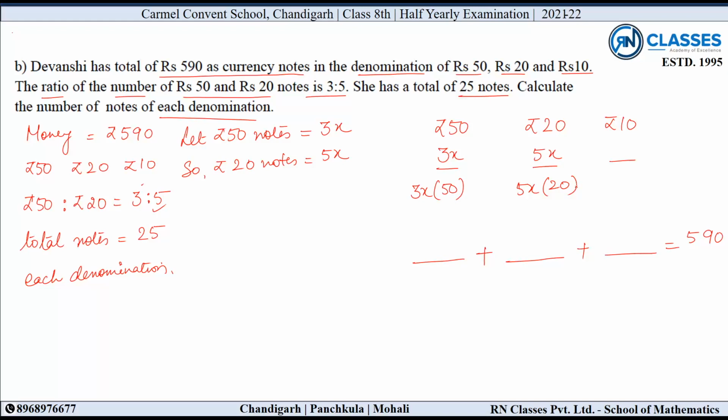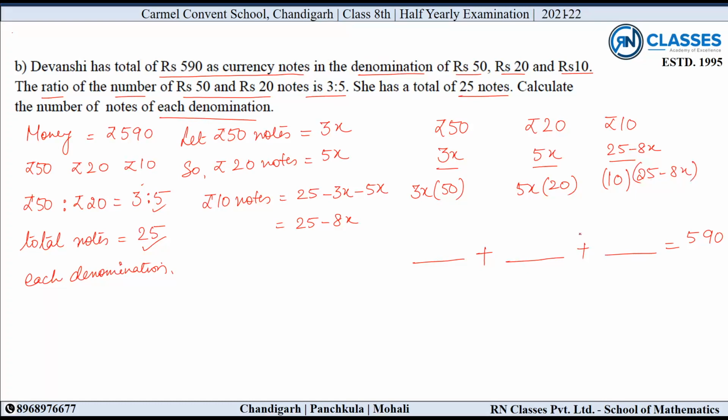We don't know the number of 10 rupee notes in terms of x. What do we do? Total notes are 25. Can't we find 10 rupee notes? Yes, we can. Total is 25 notes. Now we know 50 rupee notes 3x, subtract that. We know 20 rupee notes 5x, subtract that as well. So that comes out to be 25 minus 8x. So 10 rupee notes is 10 into 25 minus 8x.